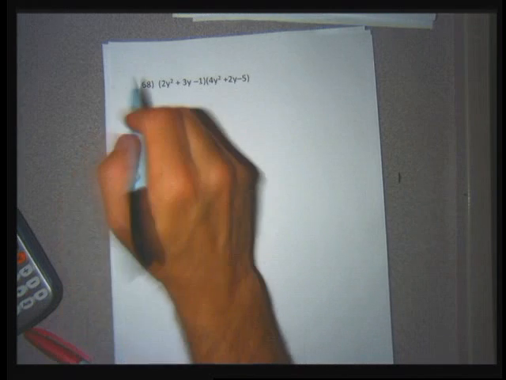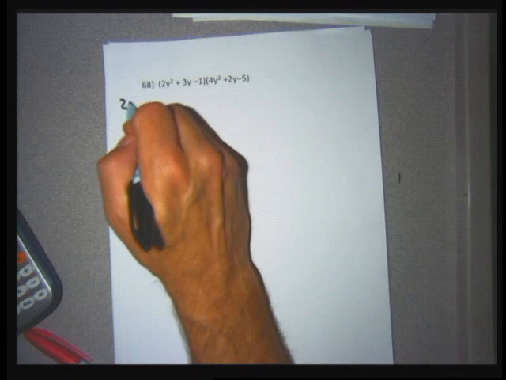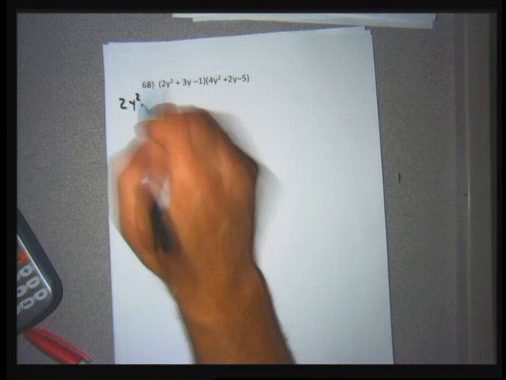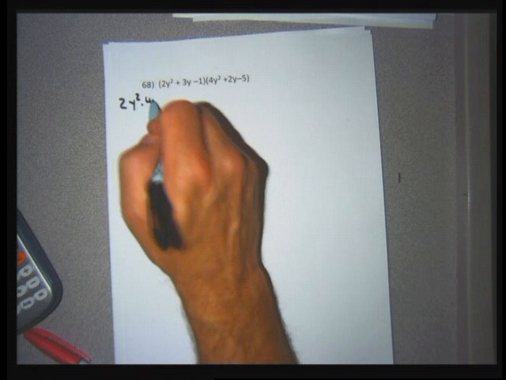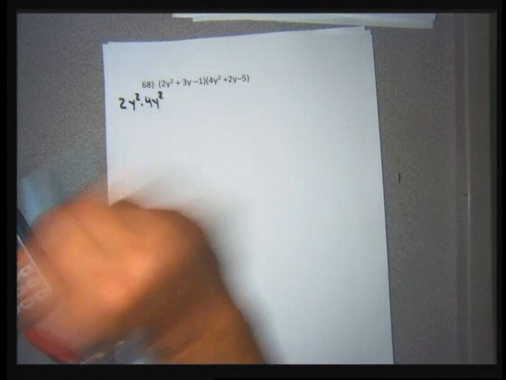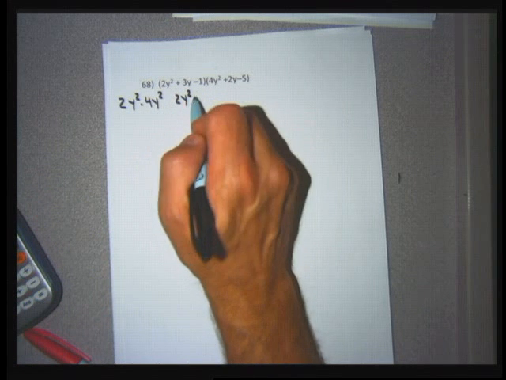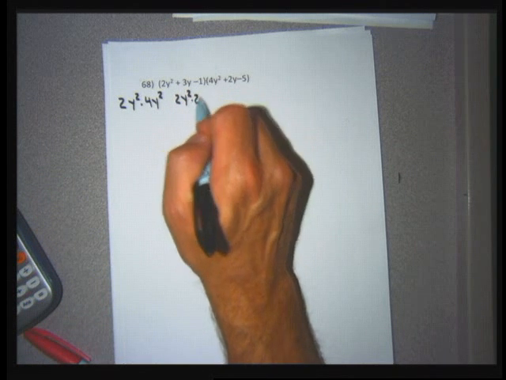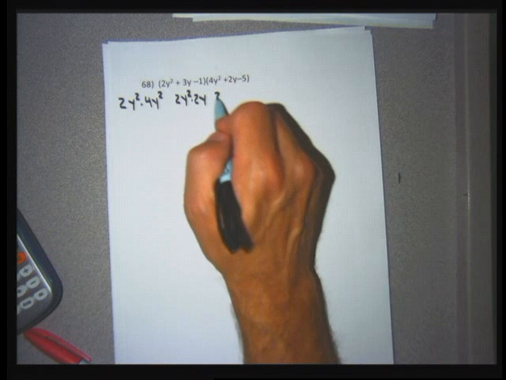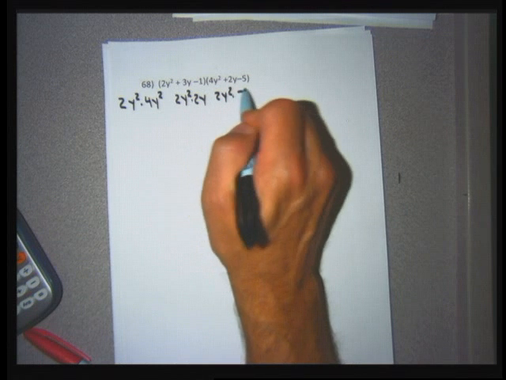68 is another monster problem. This would never make it onto a test because they take too long to do. So if you don't watch all this, it's completely okay. First, I'm going to go 2y squared times each of the things in the right parentheses. So 2y squared times 4y squared, 2y squared times 2y, 2y squared times minus 5.